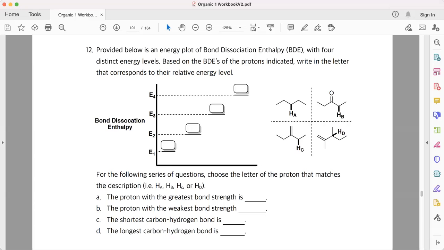C, the strongest carbon-hydrogen bond. The strongest CH bond is going to be the bond with the highest bond dissociation enthalpy, so that would be HB again. And then the longest carbon-hydrogen bond would be the weakest bond, so that would be E1, or HD. You can see we can ask a whole bunch of different questions for these. Make sure you guys understand all that.